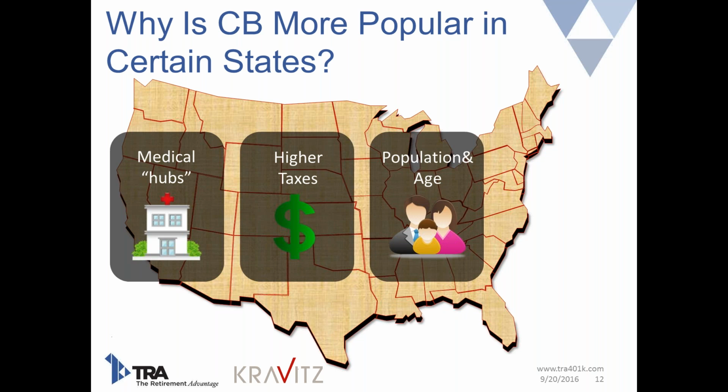Population and age, remember we talked about Florida, for example, is seeing a large activity in cash balance plans. No doubt a lot of baby boomers, a lot of baby boomer business owners looking for ways to increase their retirement accounts, still save on taxes there.